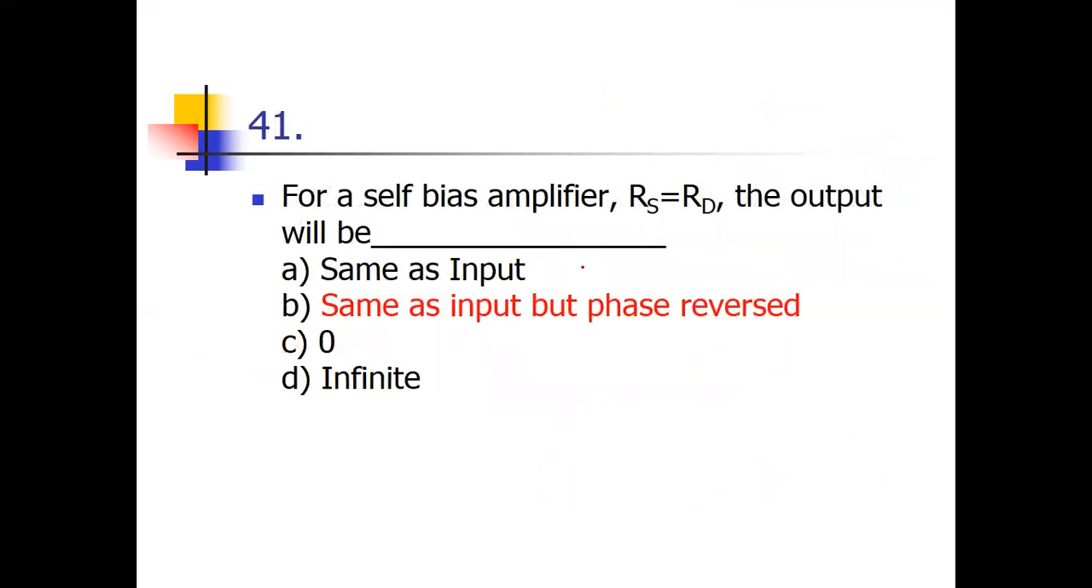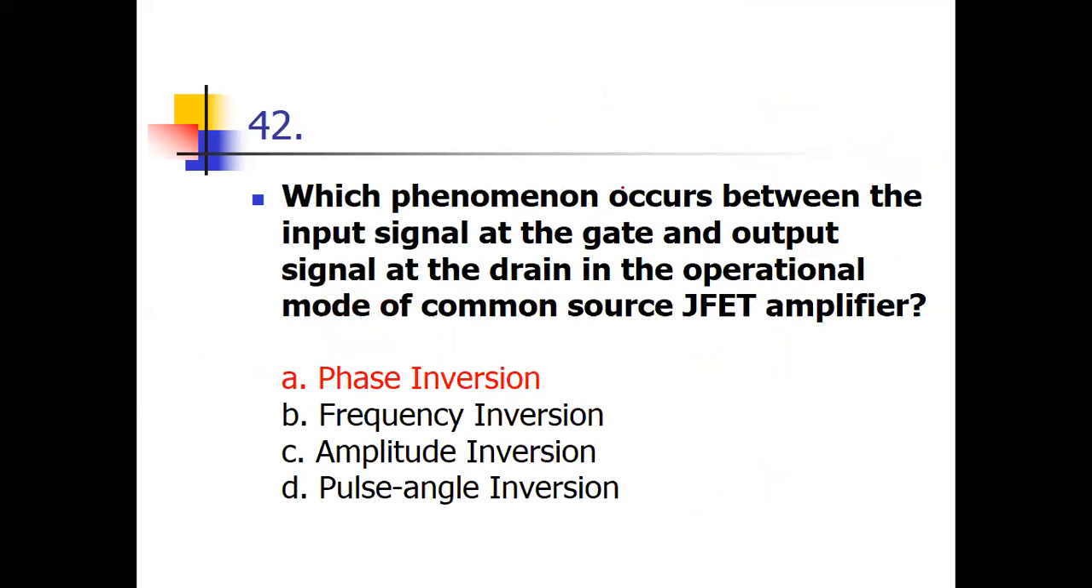Now for a self-bias amplifier, if the resistances of its source and drain are the same, then the output, it's a common source amplifier, can be the same as the input, but with phase reversal. Phase reversal is an important parameter. Which phenomenon occurs between an input signal at gate and output at the drain in the operational mode of a common source amplifier? Again, the same thing. Amplifier means it's an inverting amplifier. So whatever the output is, it is 180 degrees out of phase with the input. So what happens? Phase inversion. There is no inversion of frequency, no amplitude inversion, only phase inversion.